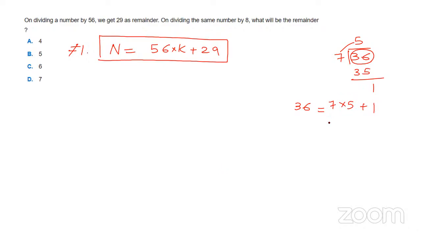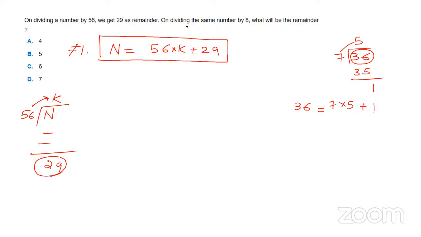Similarly, when you divide this number by 56, I'm getting a quotient k. Let's say the remainder is 29. So I can rewrite it as the number is equal to 56 into k plus 29. Always remember this representation form: n is equal to 56 into k plus 29.